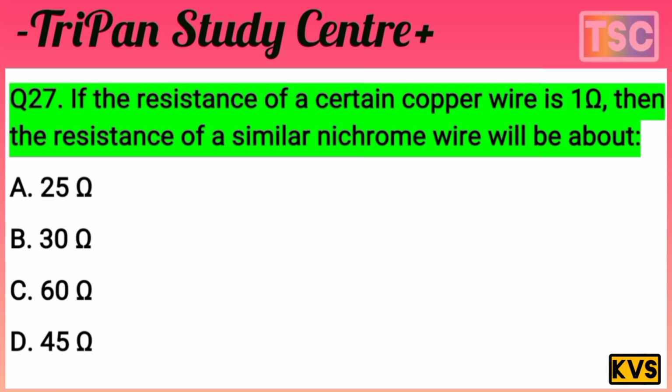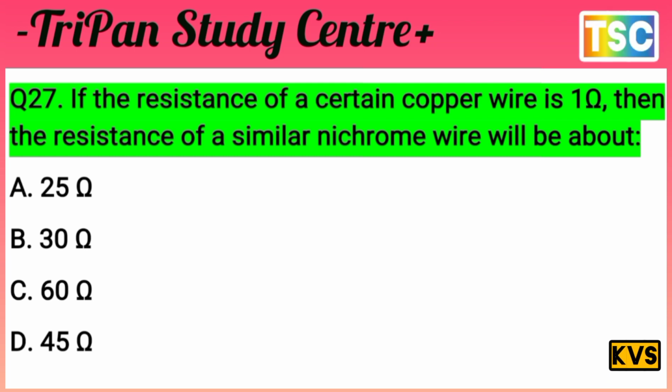Let's see what the answer is for this question. The correct answer here is 60 ohm, and the option is C. You know that the answer is directly 60 ohm. Why? The question may be in your mind: why 60 ohm? The copper wire is 1 ohm, and a similar nichrome wire will be about 60 ohm.